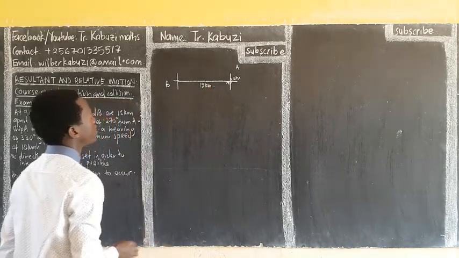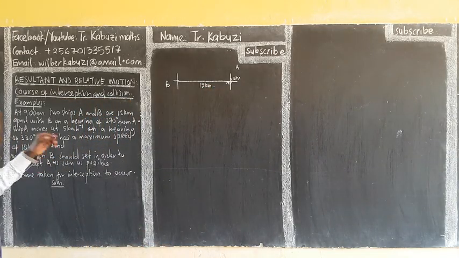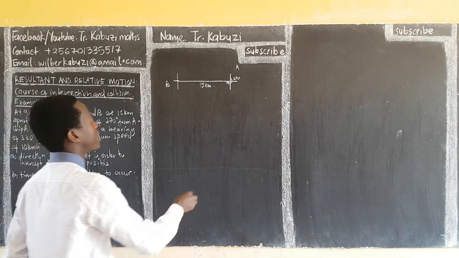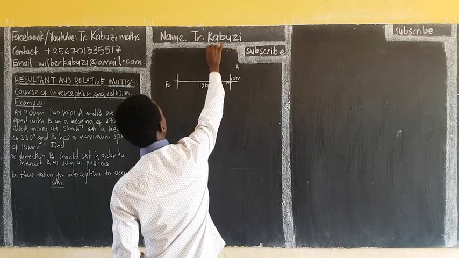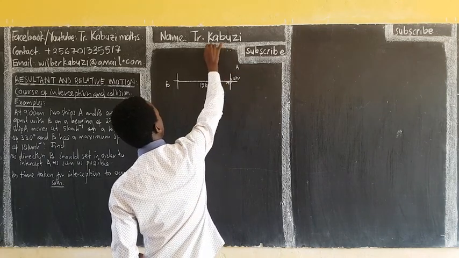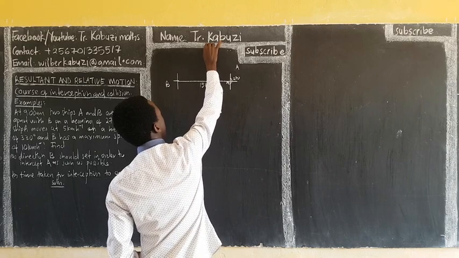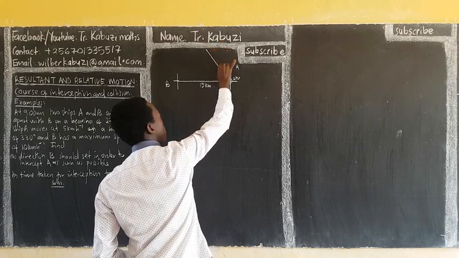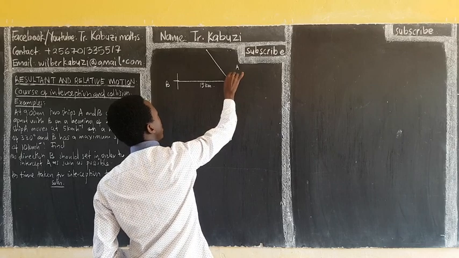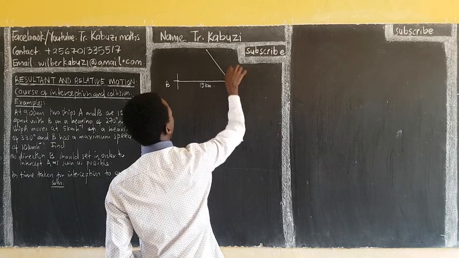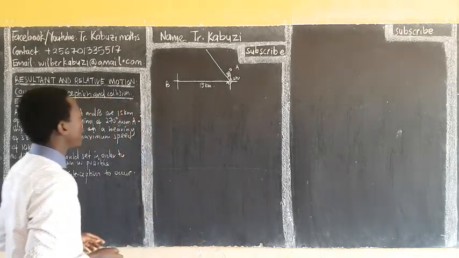The distance is 115 kilometers. Then they're telling me that ship A moves at 5 kilometers per hour on a bearing of 330. So 330 is going to be there. 330 means that I'll be having 30 degrees to reach there. Okay, that's it.